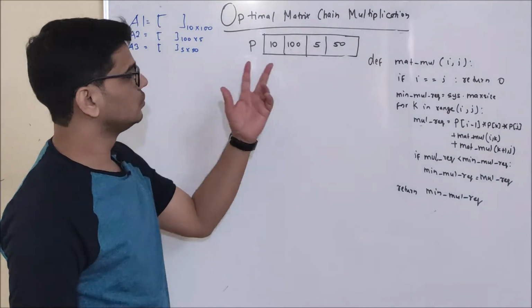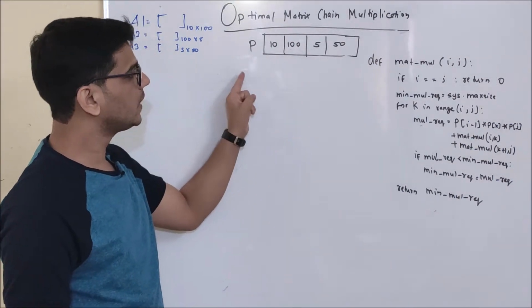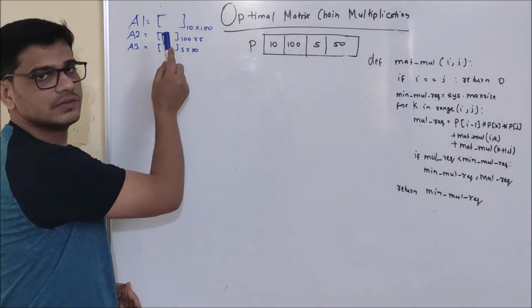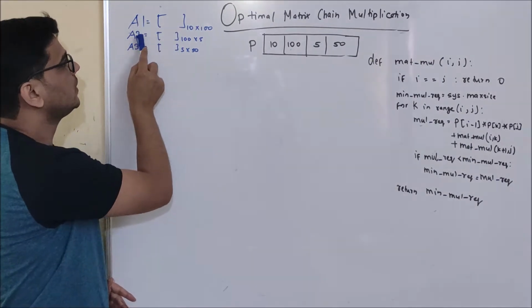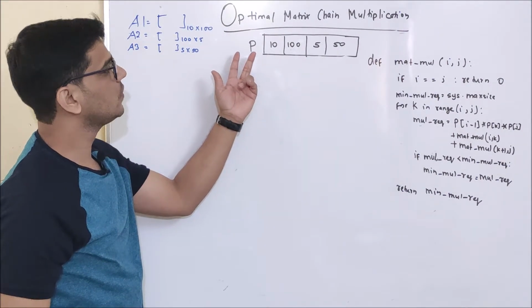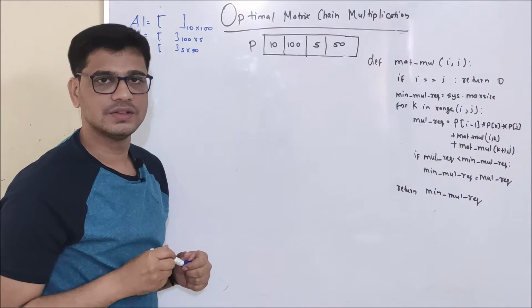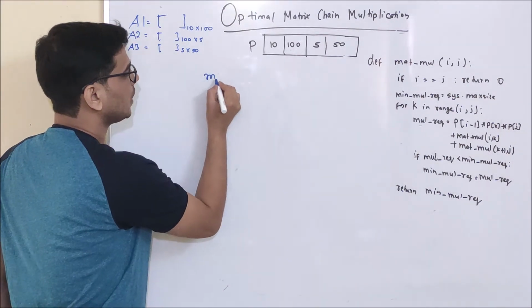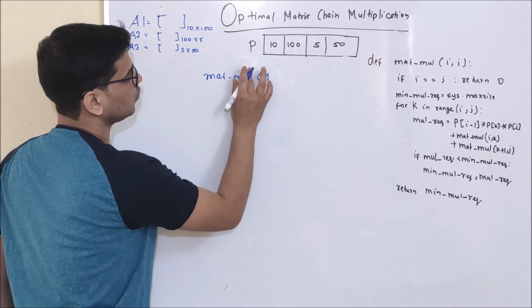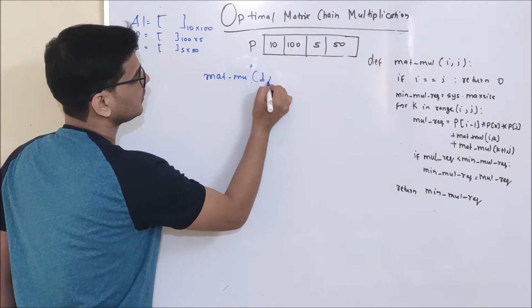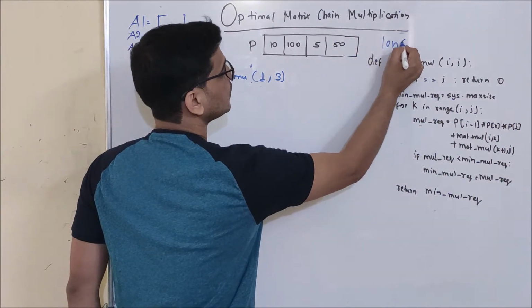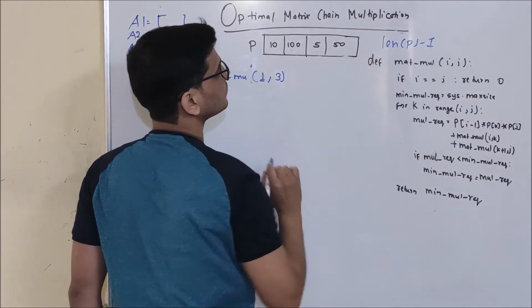Now let's see. To do the analysis, we will make a function call to this particular function, and the example we are going to take is this one, that is, I have three matrices A1, A2, A3 with respective dimensions, and this is the P list where I will be storing the dimensions of the matrices. So I will make a function call to matmul. Here I will pass 1 and here I will pass the number of matrices I have. So 1, 3. Basically length of P minus 1.